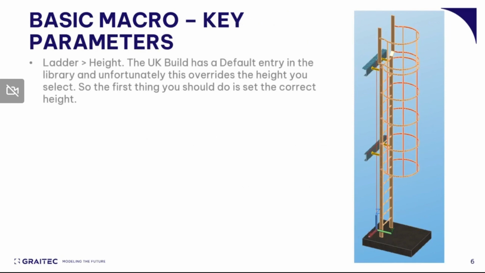Once you've got the UCS set correctly and you create the ladder with the macro, the key properties or parameters you need to set, first thing to check would be the height. In the UK build particularly, there is a library entry called default which overrides any height setting you choose when you place the ladder, and that's a bit annoying. So the first thing you have to do is go in and set the correct height.